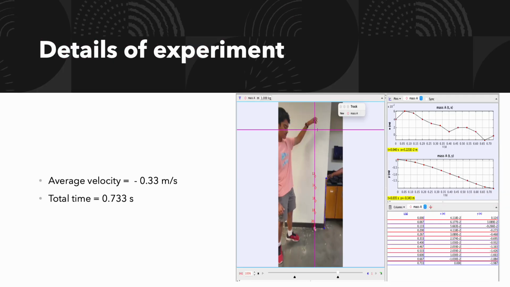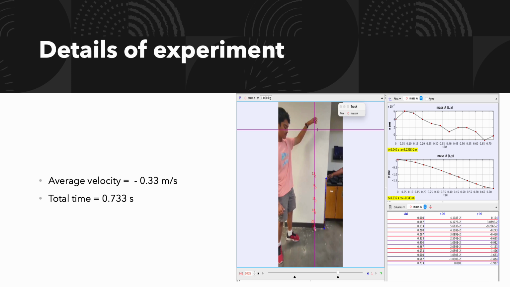So here I used Tracker to track the motion of the paper ball falling. I manually tracked each frame of the paper ball falling, and I used a calibration stick and both the axes. On the right side, you see the y versus t graph. As the paper ball is being dropped, it goes farther and farther down the negative y-axis.